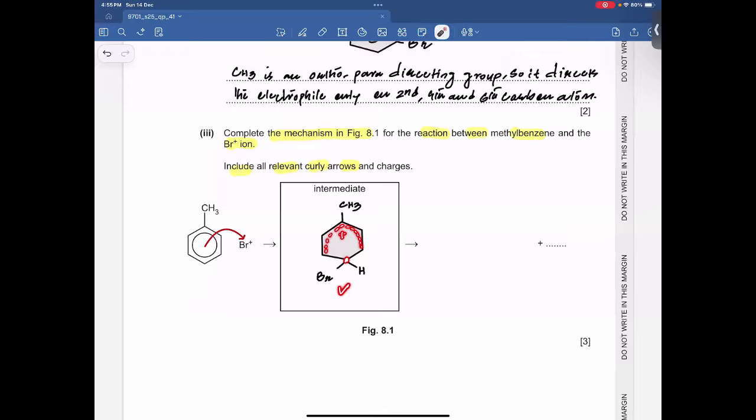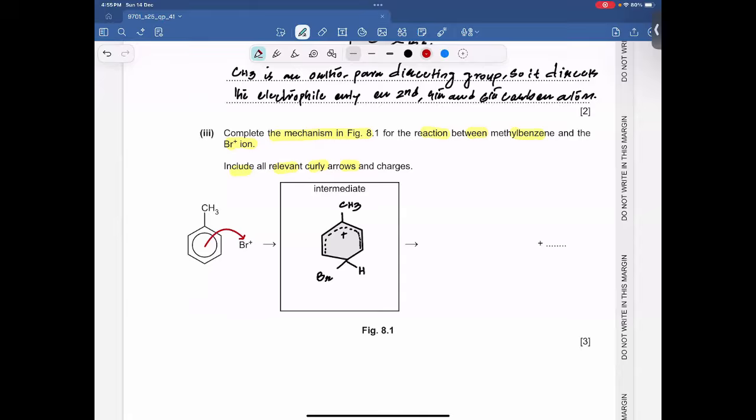Remember, you don't need to extend your dotted line like this. Otherwise, you will lose a mark. Okay? That's not the correct thing. The correct thing is like this. This is the dotted line, specifically from this carbon atom to this carbon atom. We don't need to include this one, okay?